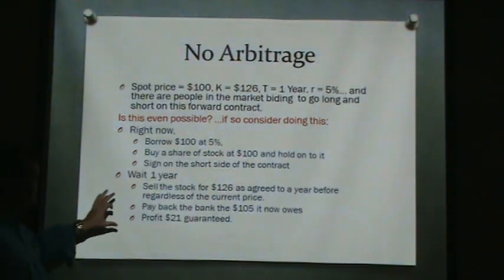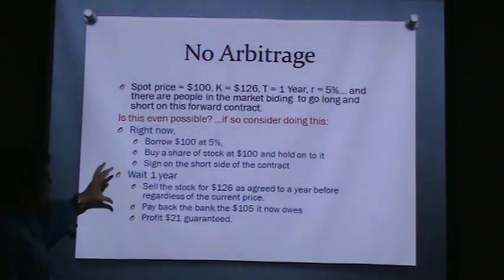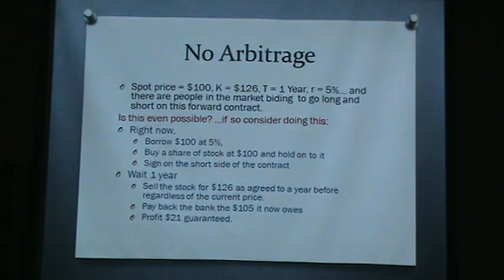So the question is, why does the person who's doing the exact opposite of these steps, who would be on the long side of the agreement, why would a person sign up for that? Why would anybody agree to buy the stock for 126 a year from now? They could think it's going up. Right, they're anticipating it might go up, but it could always go down, couldn't it?